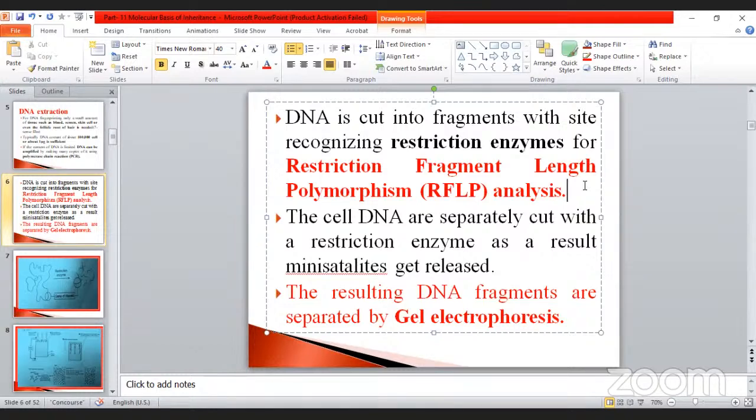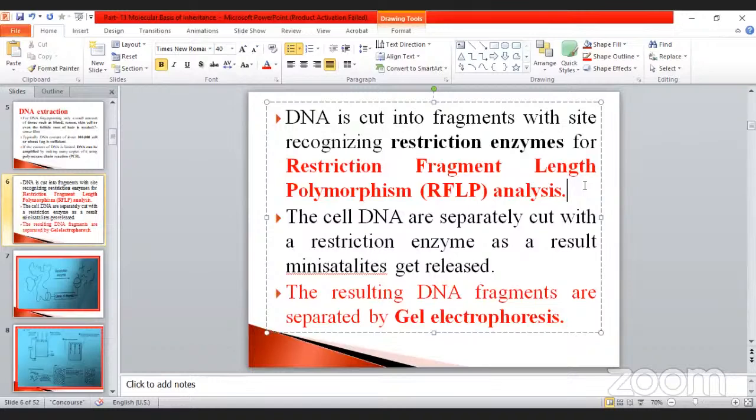The cell DNA is separately cut with the restriction enzyme. As a result, minisatellites get released. Already we studied what a minisatellite is and what a microsatellite is. More than one minisatellite united together forms a microsatellite. More than one microsatellite united together forms a macrosatellite. Macrosatellites united together form the entire genome of a DNA.